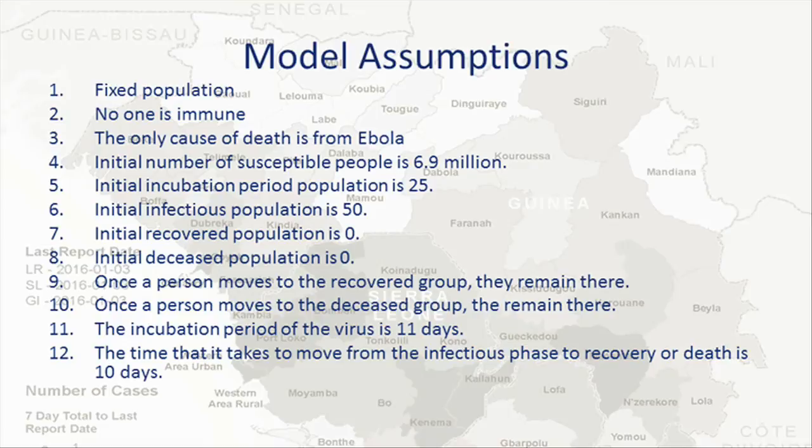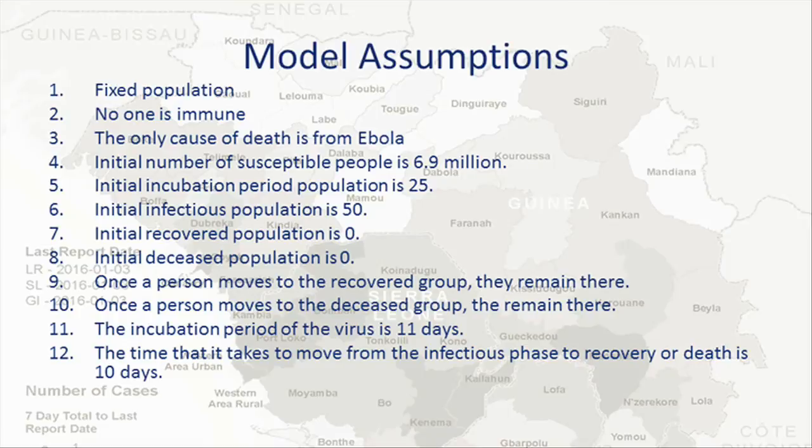And then we're also going to assume that the initial number of people in incubation is 25. We have to assume that some people are in the incubation and infectious phases, or else no one would catch the virus, because no one has it to begin with. So we assume 25 people are in incubation and 50 people already have the virus and are showing symptoms.